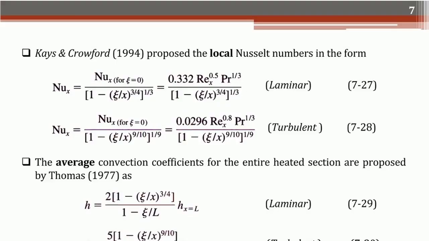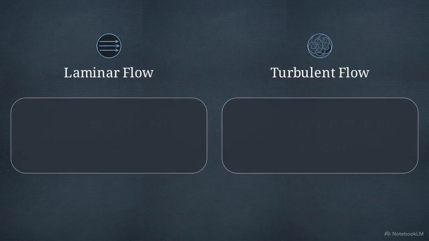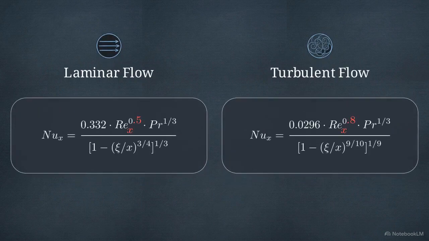Returning to our reference equations, we must now use equation 7-28 for turbulent flow. The structure is similar, but the dependencies have shifted. Notice the exact changes in the exponents. The Reynolds number dependency increases from a power of 0.5 to 0.8, reflecting the highly mixed nature of turbulent flow. Additionally, the penalty imposed by the unheated starting length becomes mathematically harsher, changing to fractions of 9/10 and 1/9.